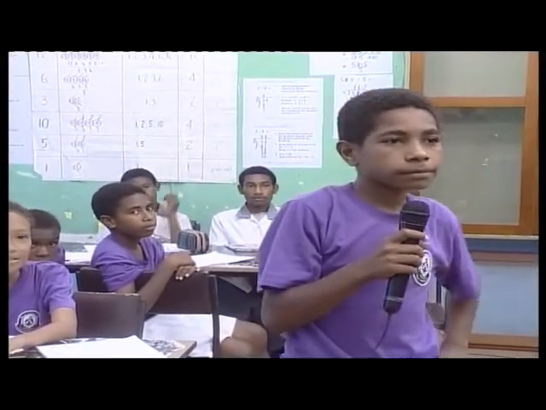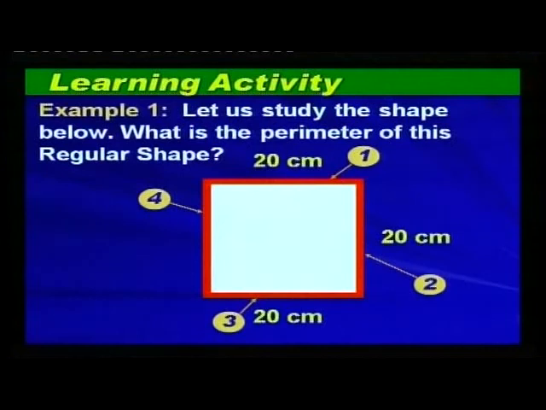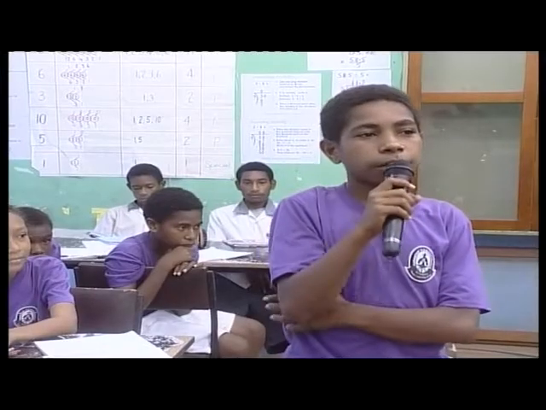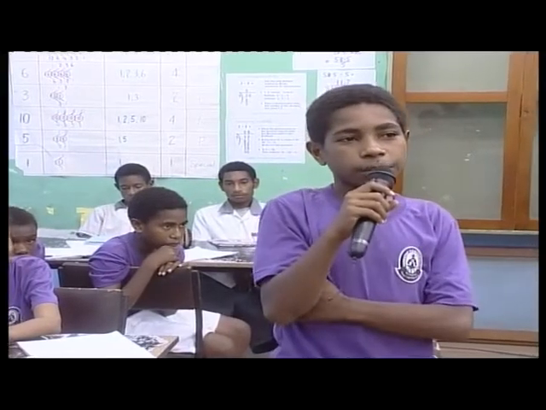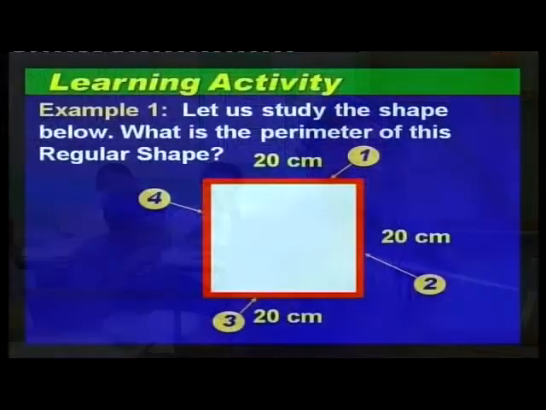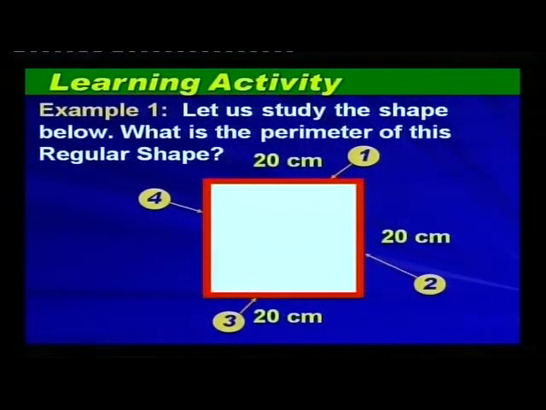20 centimeter. Why do you say it's 20 centimeter? Because the other side is the same as that number, 4 sides. All right. Well done. Yes, because the other side is the same. So, in other words, we can say that a square has all sides equal.